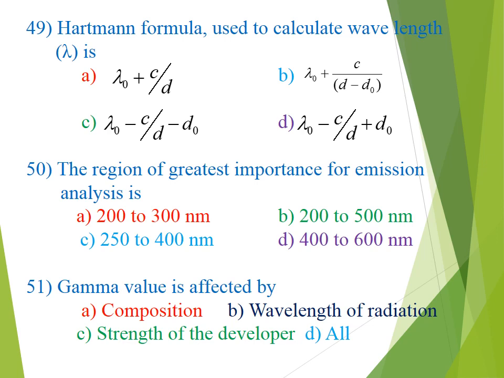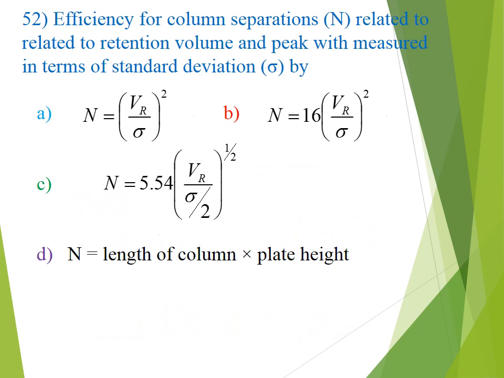Question number 50. The region of the greatest importance for emission analysis. The correct answer is 250 to 400 nanometer. Question number 51. The gamma value is affected by A. Composition, B. Wavelength of radiation, C. The strength of the developer, D. All. The correct option is D.